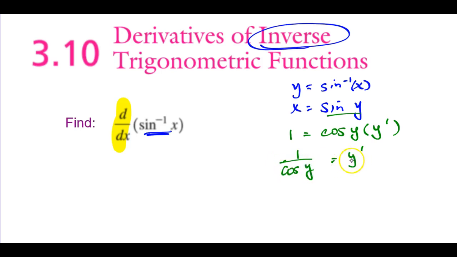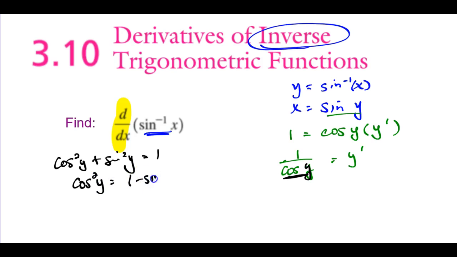But usually we don't have the derivative set equal to a function in terms of y. We usually have a function set equal to an x. So let's explore a little bit more about what we know. We know cosine squared y plus sine squared y is equal to 1. My goal is to rewrite this cosine y in terms of x, so I'm going to solve for cosine y.